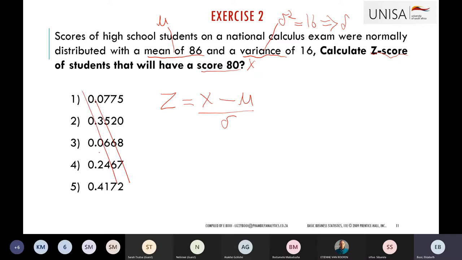Please ignore those, I don't think those are the right answers. Let's just calculate and see. Yeah, ignore those that are not for this answer.